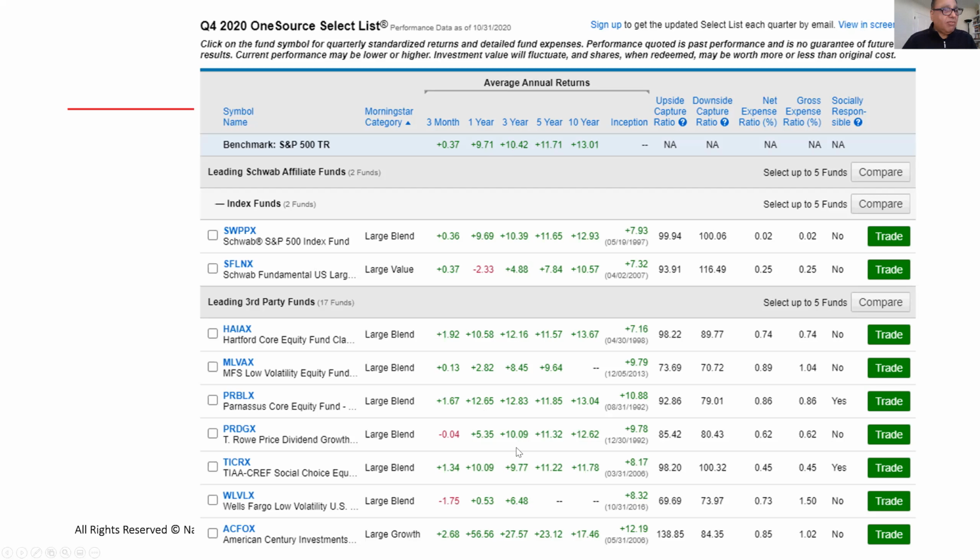You'll notice there are many funds which have done well. Some even better than the S&P 500, like 12%. This one was 56%. Look at that. American Century Investments, large growth. So this has done extremely well. All this information is available for free, and you just click on trade and you can buy 1 share, 10 shares, 100 shares. It's that simple.